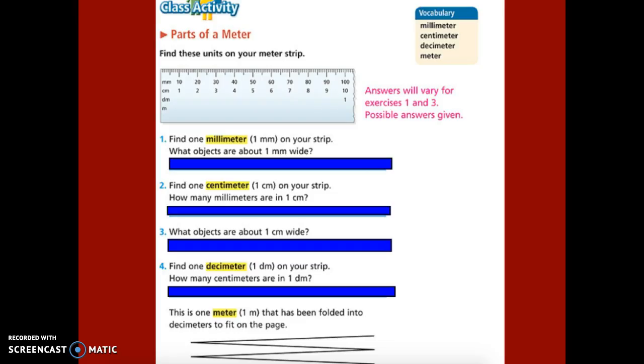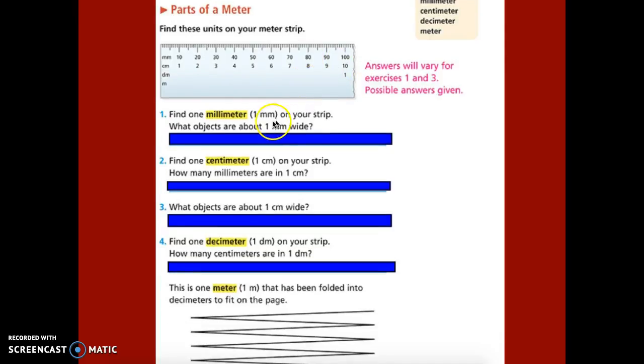Parts of a meter. So this is what we call a meter strip, and we're going to use this to answer these different questions. And I want you to notice MM stands for millimeter, CM stands for centimeter, DM stands for decimeter, and M stands for 1 meter. And so we're going to use this to help answer the questions below. So the first question says, find 1 millimeter on your strip. What objects are about 1 millimeter wide?